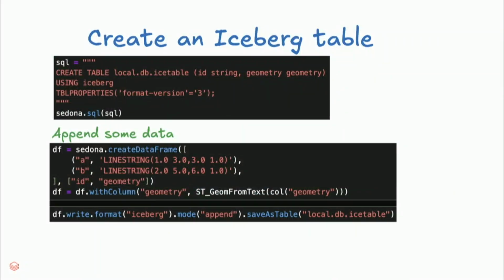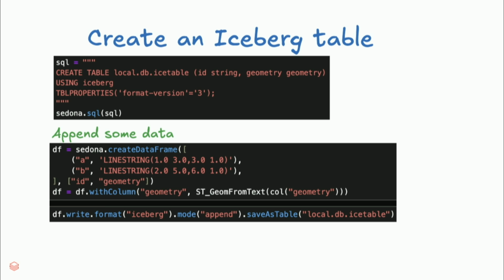Cool, so let's create an Iceberg table here. This table has two columns, an ID column and a geometry column. The geometry column has the geometry data type. And when you create this table, in the table properties you're going to specify the format version to be V3, because this is a V3 feature.